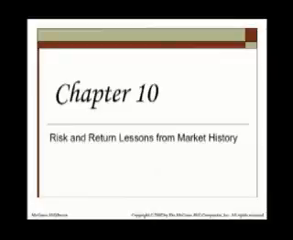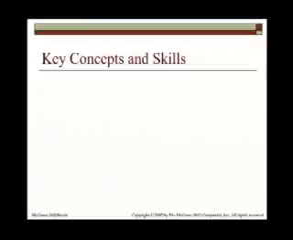Today we're going to discuss some issues about risk and return as they relate to investing, and this is going to lead into Chapter 11 where we're going to talk about the capital asset pricing model. So what we're leading up to now is how do we come up with the discount rate that we use to calculate net present value.